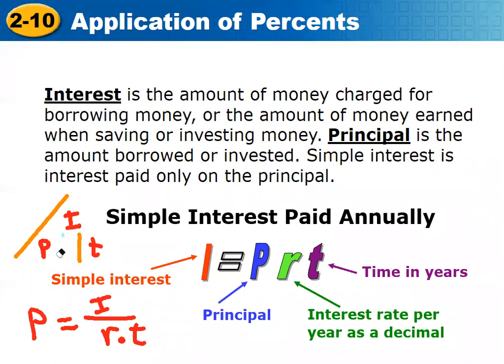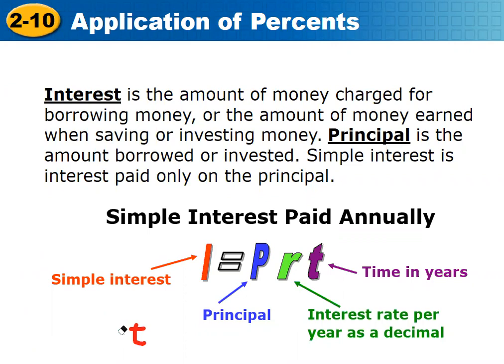But the main formula, which is the simple interest, is interest equals principal times R times T. Let me show you an example.